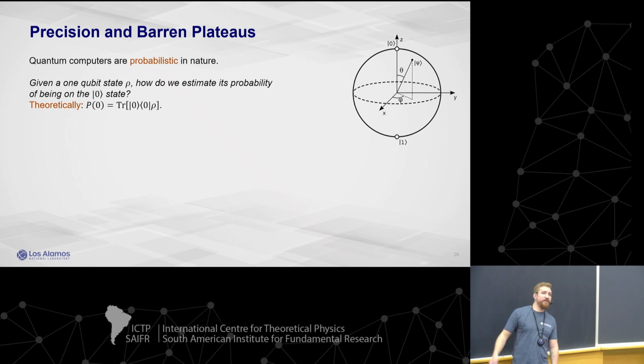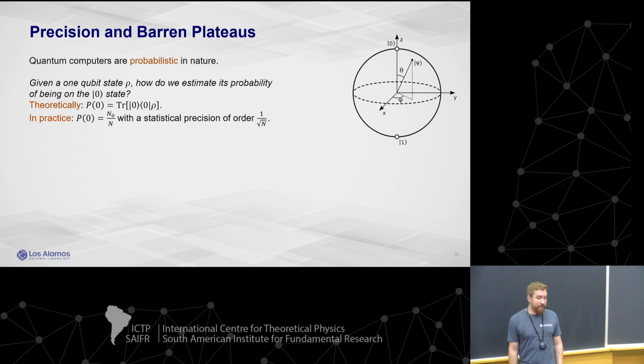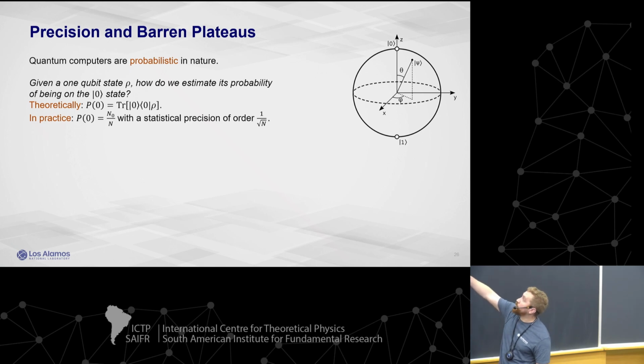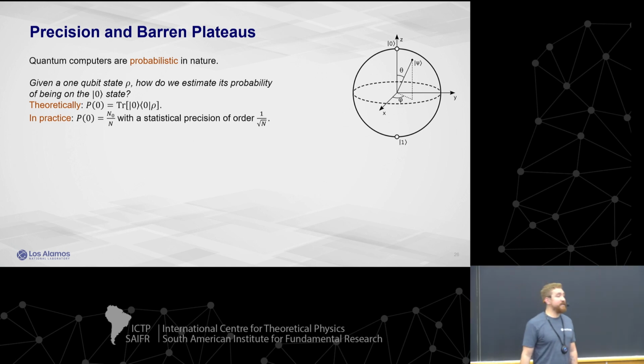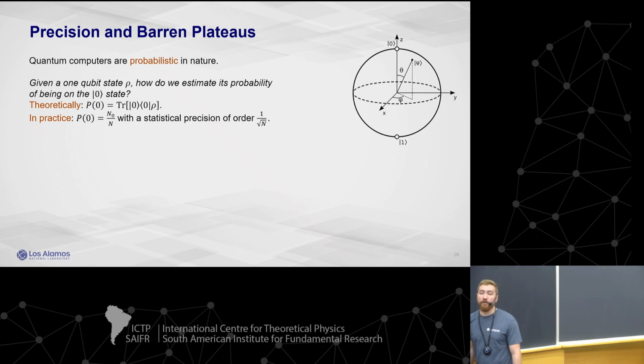If you ask a theorist like myself, I would be like, oh, it's easy. Just compute the projector, the trace, the Hilbert-Schmidt inner product with the projector into the 0 state, and that's it. But if you go to a lab, the best thing that you can do is just measure n times and do, again, a frequentist approach, where we're just going to estimate this probability by the number of times I got 0 over the total number of times that I measured. But this comes at the price of statistical uncertainty. Whenever you estimate a probability this way, your statistical precision is going to be of the order 1/√n.